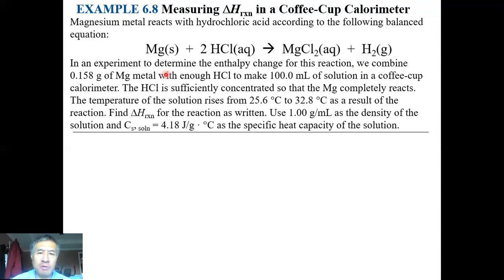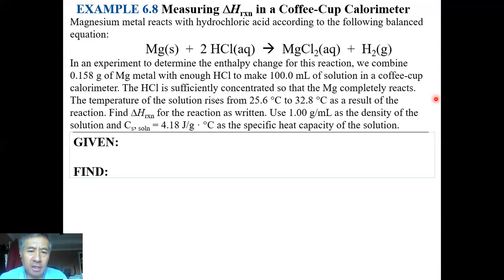In an experiment to determine the enthalpy change for this reaction, we combine 0.158 gram of magnesium metal with enough HCl to make a 100.0 milliliter solution in a coffee cup calorimeter. The HCl is sufficiently concentrated so that the magnesium completely reacts. The temperature of the solution rises from 25.6 degrees Celsius to 32.8 degrees Celsius as a result of the reaction. Find the delta H reaction for the reaction as written. Use 1.00 gram per milliliter as the density of the solution. And Cs of the solution equals 4.18 joule per gram per degree Celsius as the specific heat of the solution.